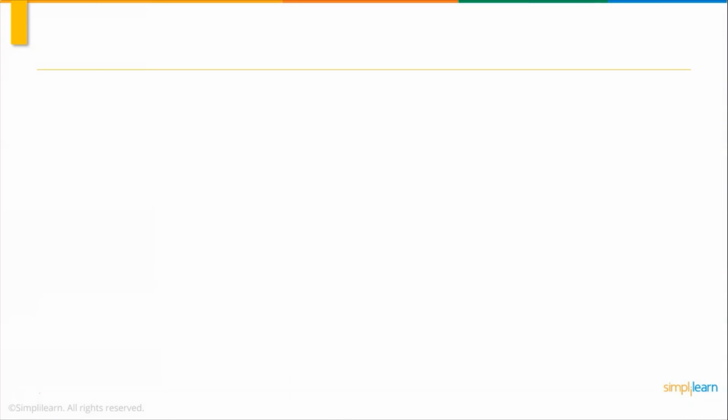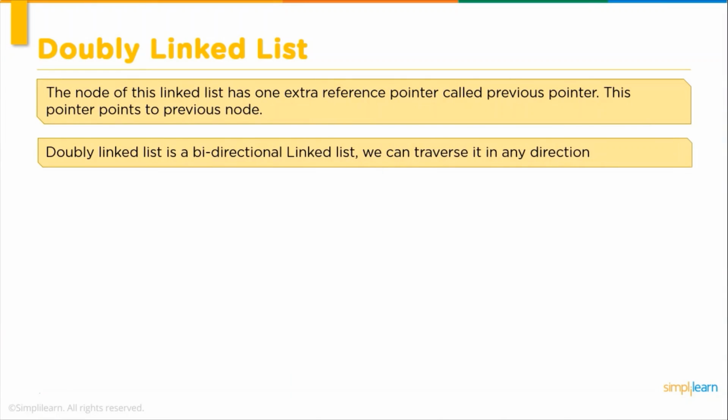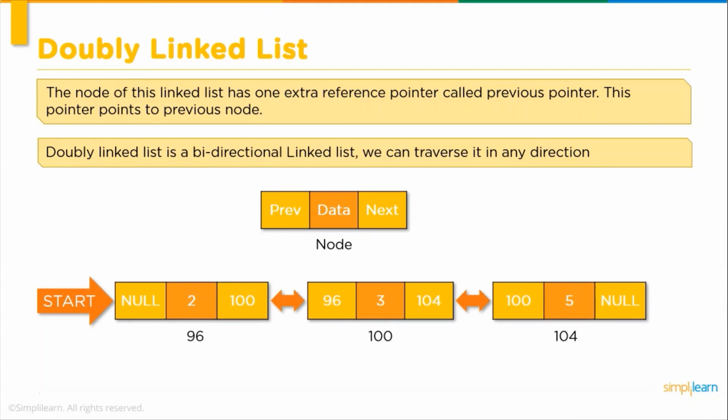Next up, doubly linked list. It is a bidirectional linked list. We can traverse it in both the directions. In this linked list, the node has an additional pointer that points to the previous node.